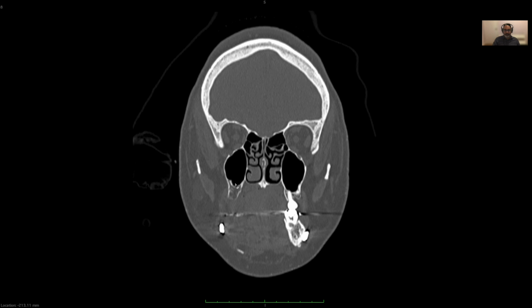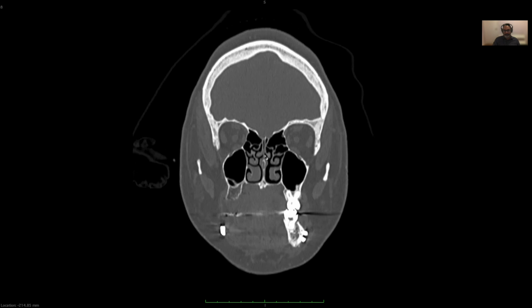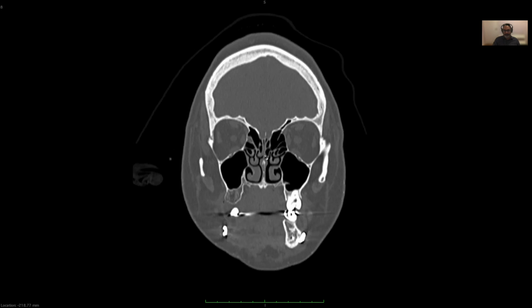Here you can see this big frontal sinus developing, and these are the nasal conchae. There's an inferior turbinate or concha, a middle turbinate, and also a superior turbinate, which is here, and it'll be more obvious as we keep going forward.